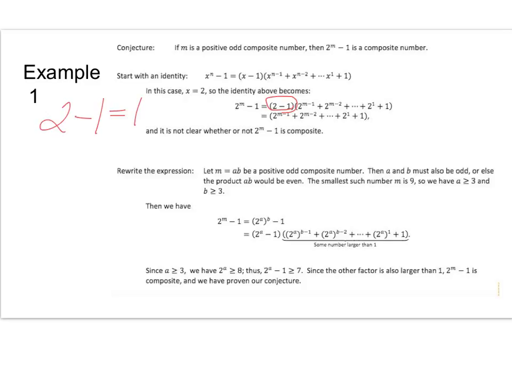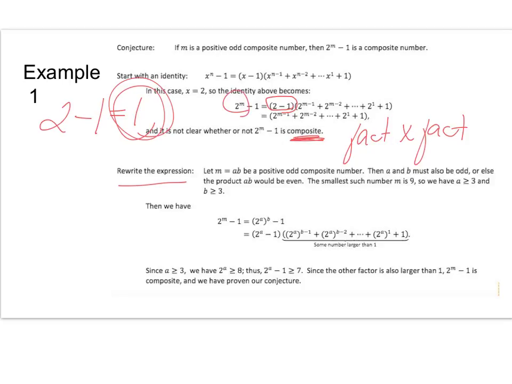It's not clear whether it's composite or not, because composite just means I've got a factor times a factor. But when my first factor is 1, I don't know if it's composite or not, because anything times 1 is by definition a prime number. So that doesn't really help us. Let's try rewriting the expression.